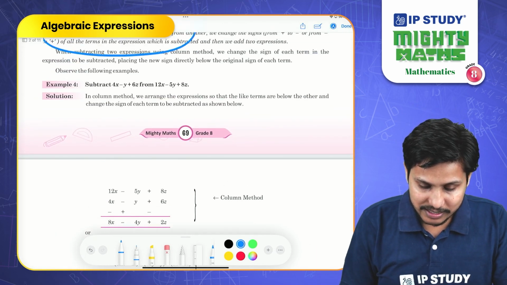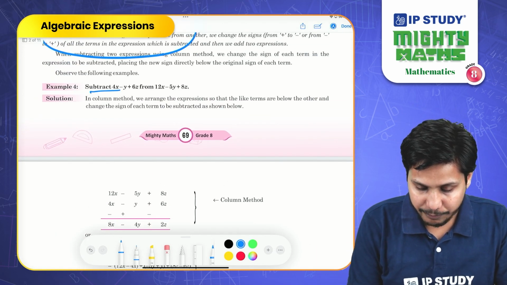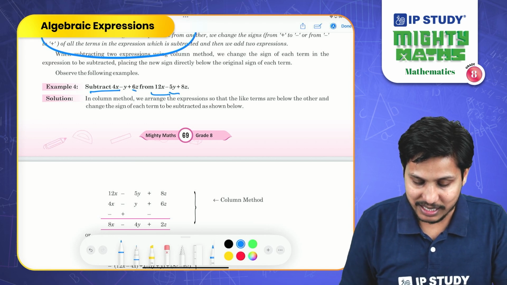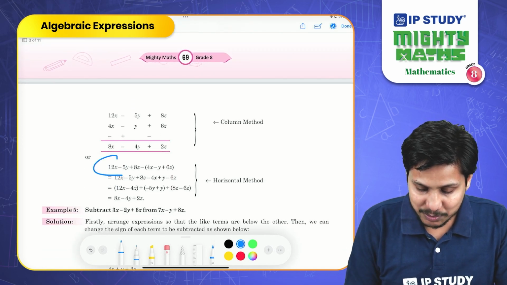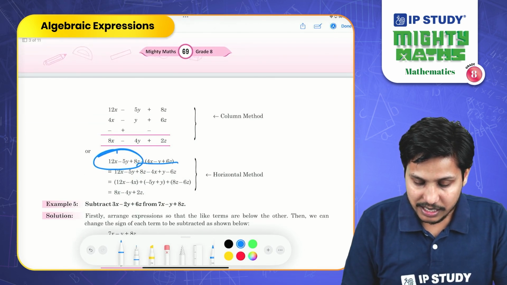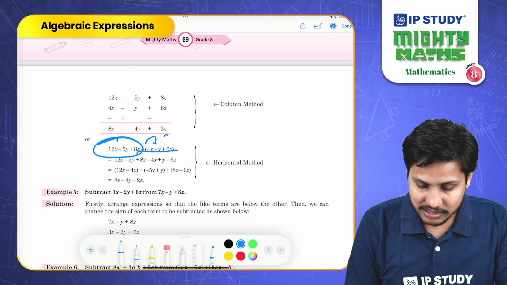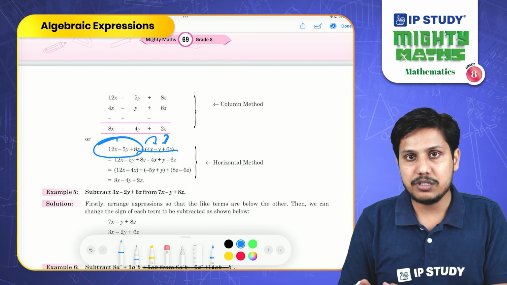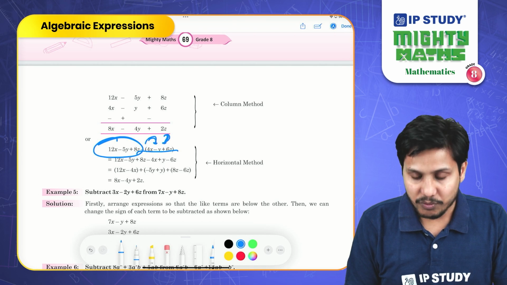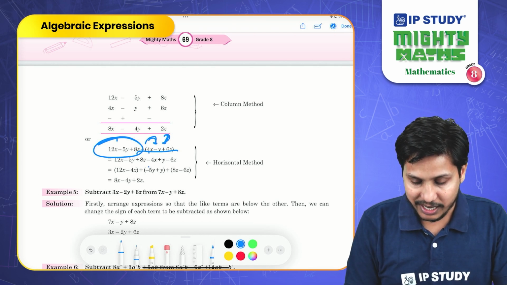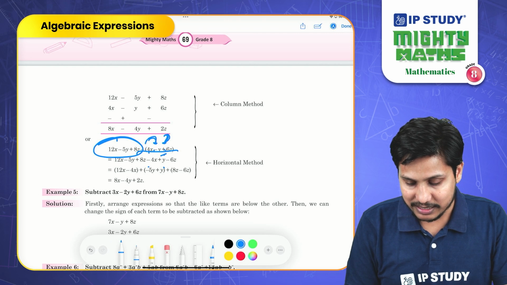Now let's suppose we have to subtract 4x minus y plus 6z from 12x minus 5y plus 8z. We'll write the second expression first, and then we'll subtract like this. Now we'll change the signs inside the expression that is written after the first, and it will be negative 4x plus y and minus 6z.